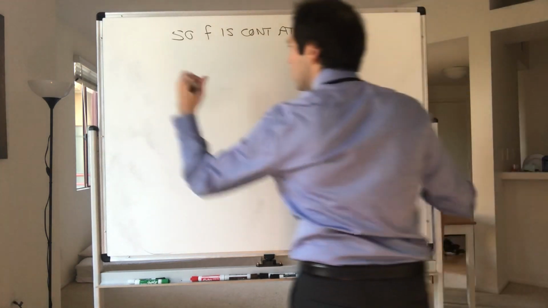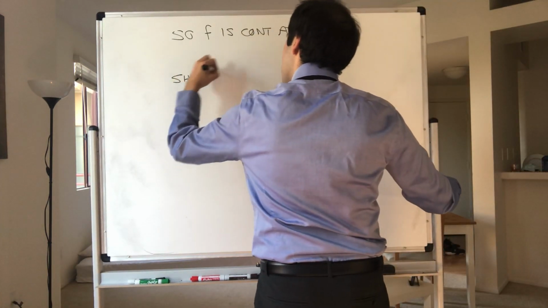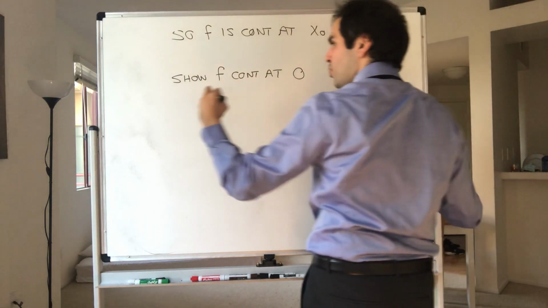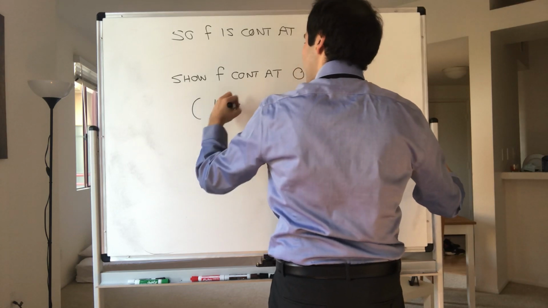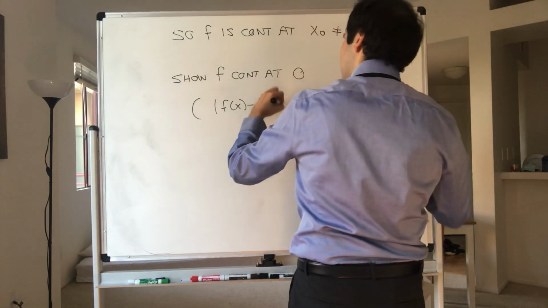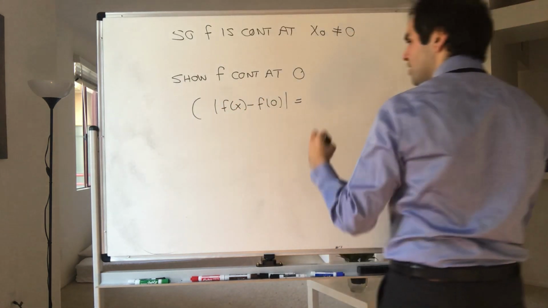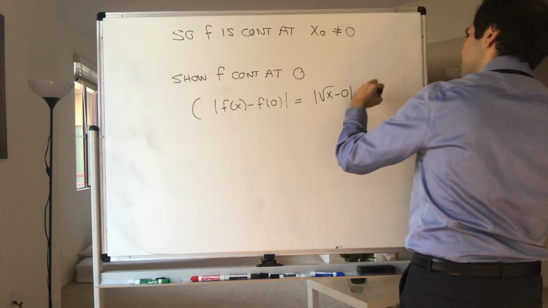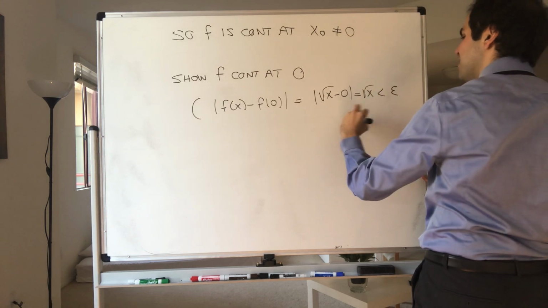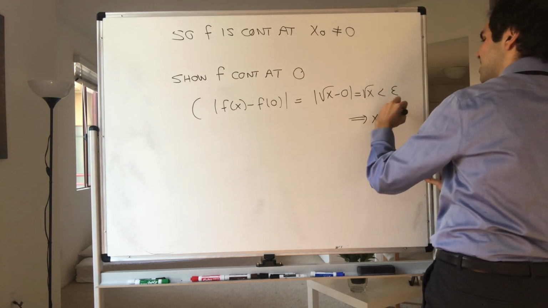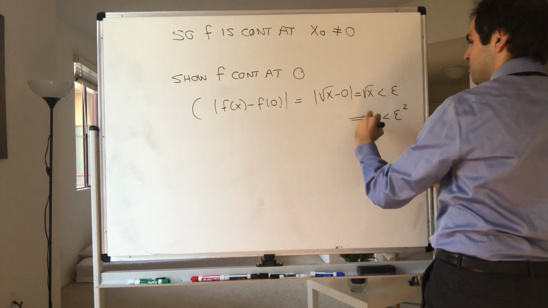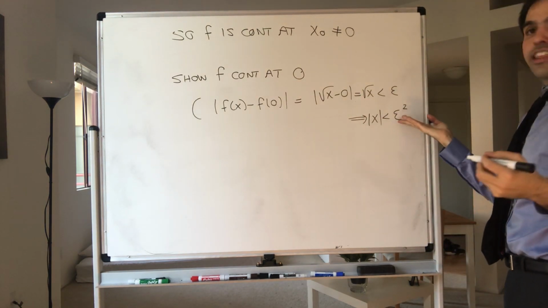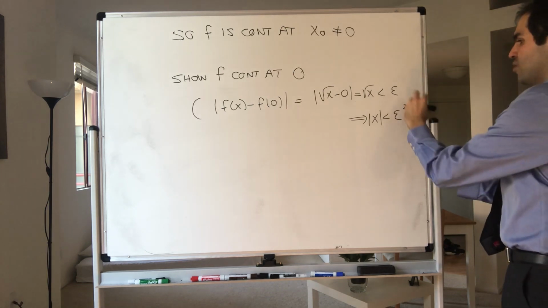So now show f is continuous at 0. So just scratch work, what we want. We want |f of x minus f of 0| to be less than epsilon, but this is just square root of x minus 0, and that's square root of x, and you want this to be less than epsilon, so x is less than epsilon squared. In fact, x is positive, so we can do that, and therefore our delta is just epsilon squared.